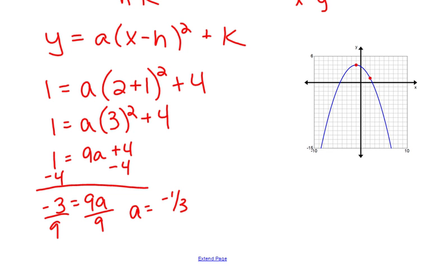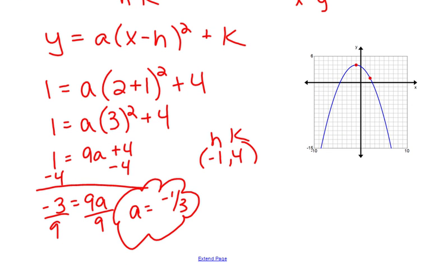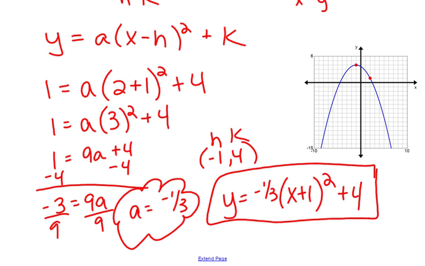So now, this is not actually your answer. They didn't ask you for a. They asked you to write the equation in vertex form. I have my vertex, which was given to me up here, (-1, 4), so I know I have negative 1 and 4 as my h and k. And here's my a value. So I'm going to substitute that into the equation in vertex form. So y equals a, which is negative 1/3, times (x minus h), so x minus a negative 1, quantity squared, plus 4.